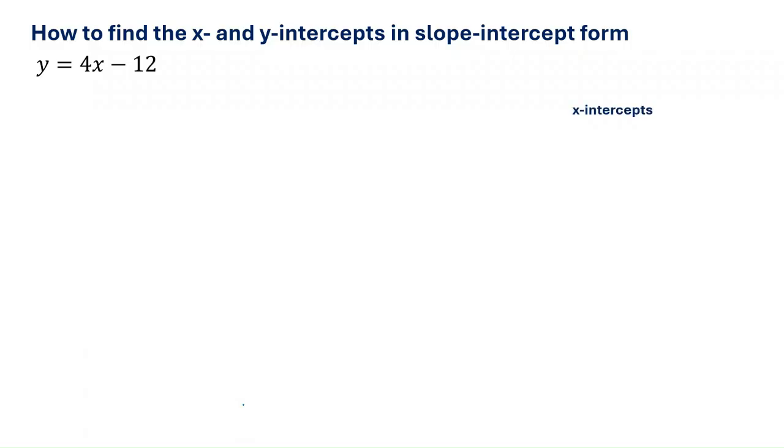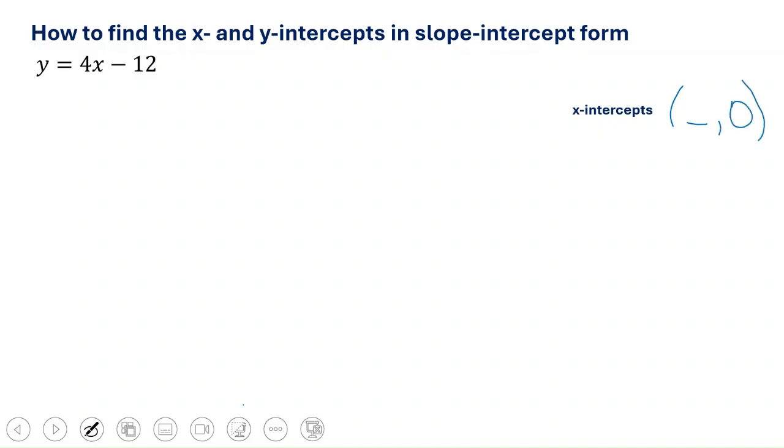X-intercepts, the way we find x-intercepts is they happen when y has a value of 0. So to find them, we substitute 0 for y, and we solve for x. Y-intercepts happen when x has a value of 0. So to solve for those, we plug in 0 for x, and we solve for the y value. Not too bad. All right, let's go and solve for the x-intercept of y equals 4x minus 12.